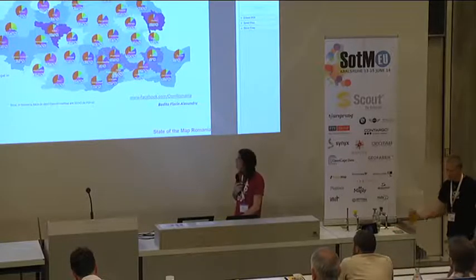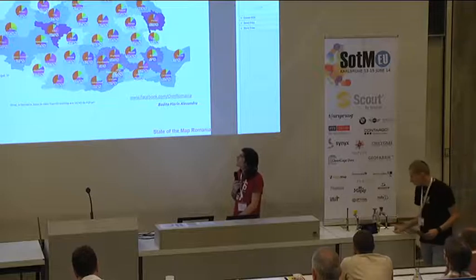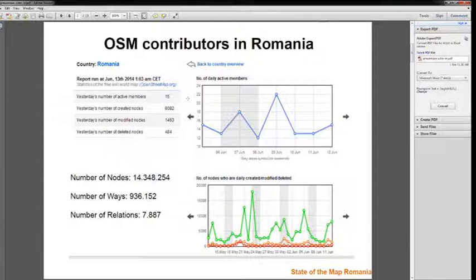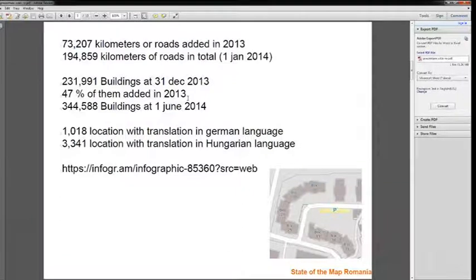Okay, hello, welcome. I'm Florin Bădiță from Romania, and this talk is about OpenStreetMap in Romania. In Romania, we have around 1,115 contributors, but the top 20 persons have added like 70% of the map. I think like in other countries. We have around 200,000 kilometers of roads, around 1,000 locations with German names and 3,000 with Hungarian, because we have a population of Germans and Hungarians that live in Romania.